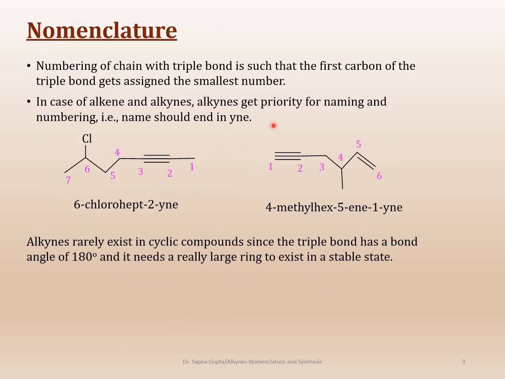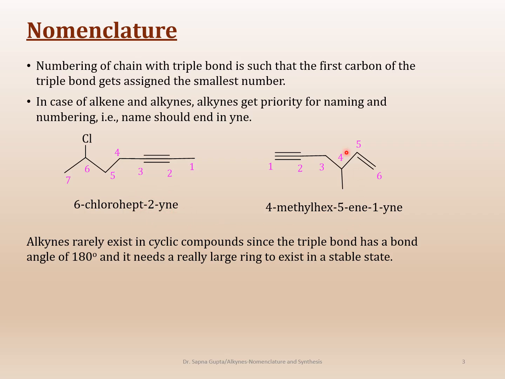More on the nomenclature again. In these cases, alkynes take priority over substituents, as we did for alkenes also. So if you have a substituent, don't worry about it. That's not going to get the priority. Alkyne is going to get the priority. So again, this one is 6-chlorohept-2-yne. Remember to put the number just before the functional group.